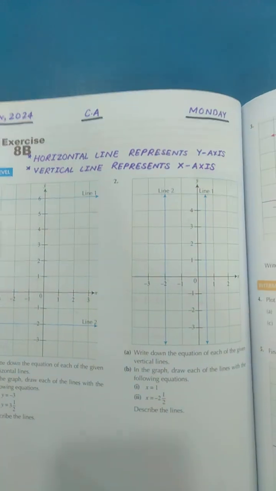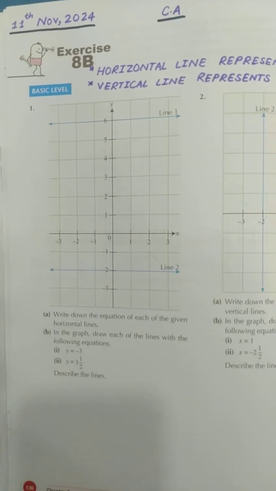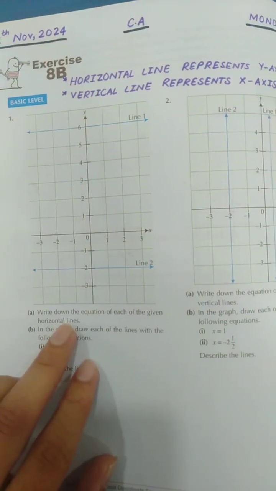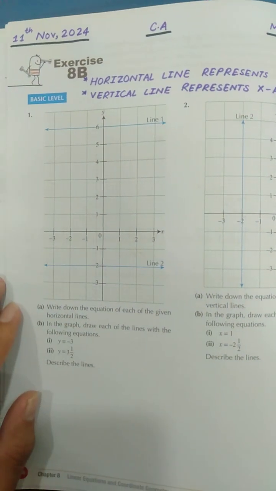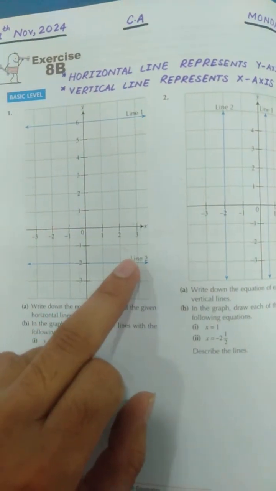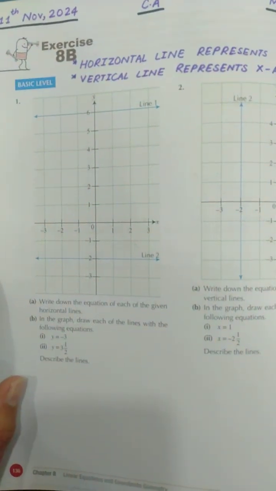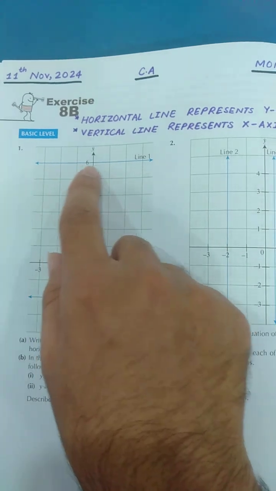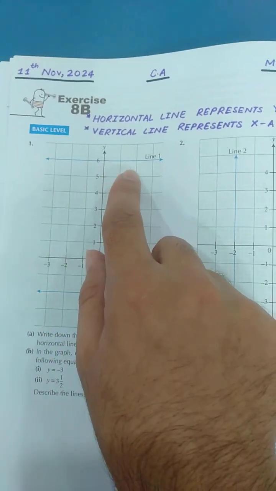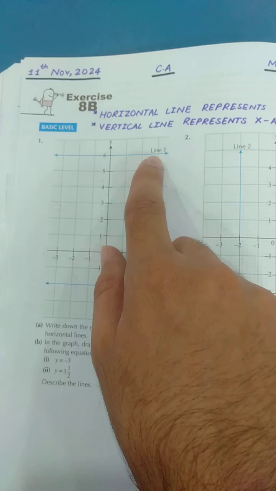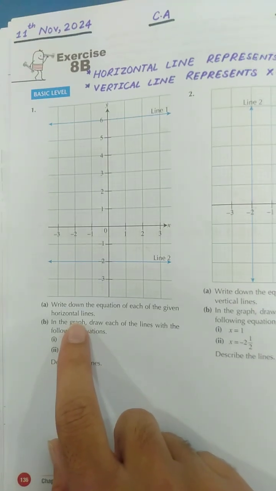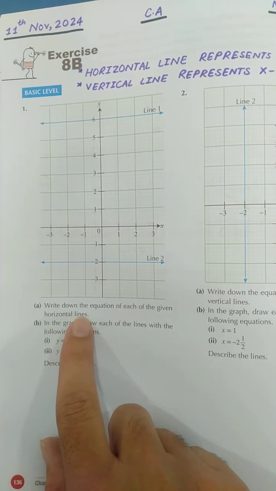Right now we are coming to our question number 1, which is: write down the equation of each of the given horizontal lines. In the question, it is saying that for line 1 and line 2 which are given to us, we have to write down the equation of them. What we studied previously is that lines in this pattern are known as horizontal lines. We are seeing here that line 1 and line 2 are horizontal lines, and we have to write down the equations of these lines.